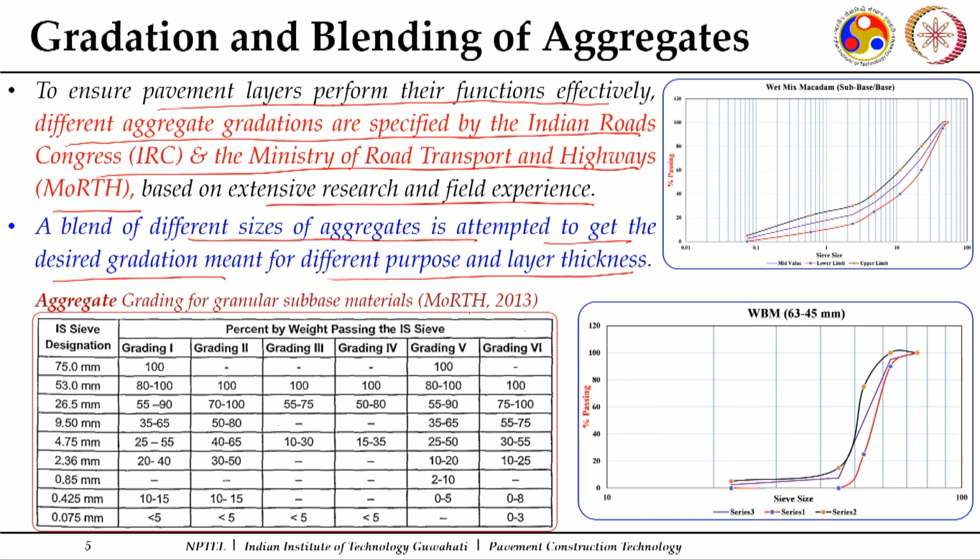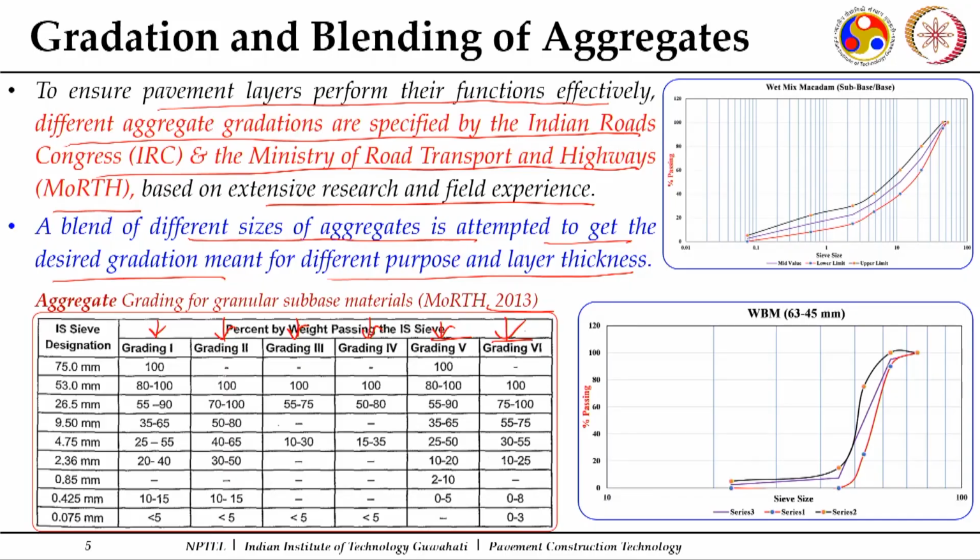Now, for granular sub-base course, MORTH 2013 specifies 6 different gradations, and all are preferred for different uses. Gradations 5 and 6 are preferred for the drainage layer. Then we have IRC SP 42 that also recommends the characteristics of a material for use under the drainage layer.